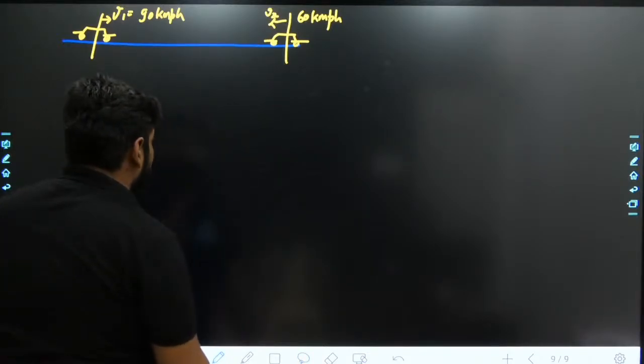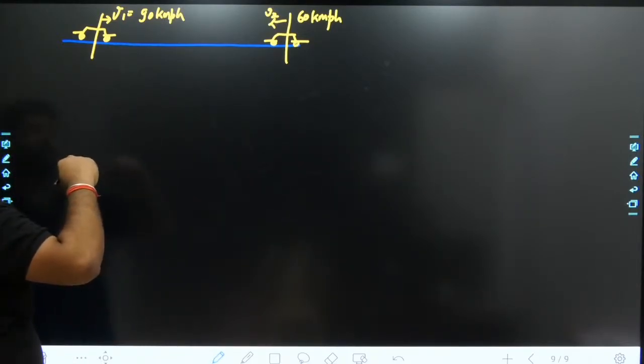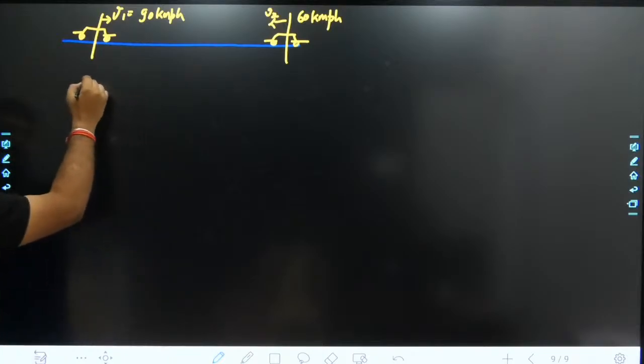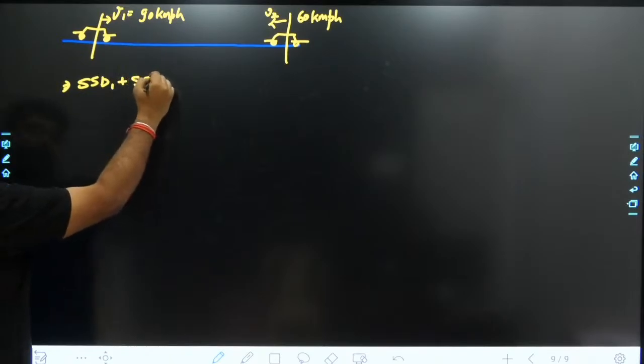So let's see here why we are not using the relative velocity concept here. First I'll try to do it by the relative velocity concept. Before this, I know that the final distance, if somebody asks you, will be equal to SSD1 plus SSD2.